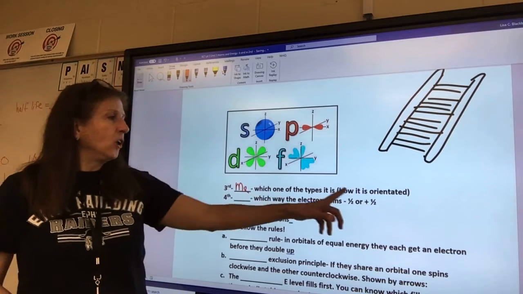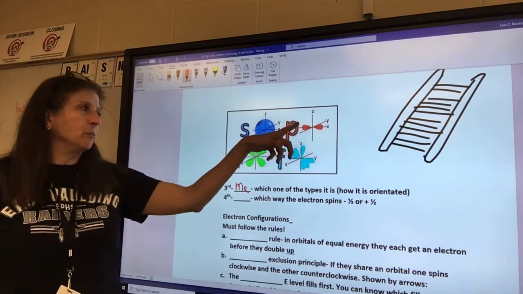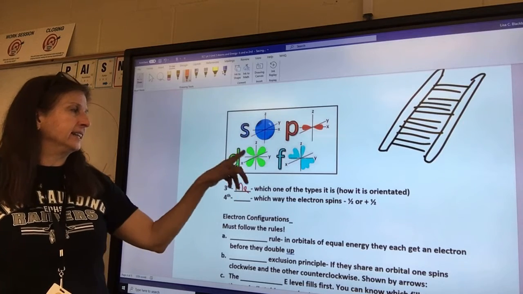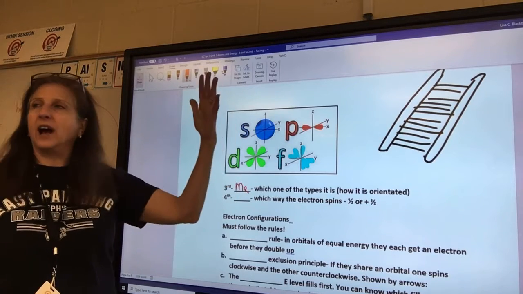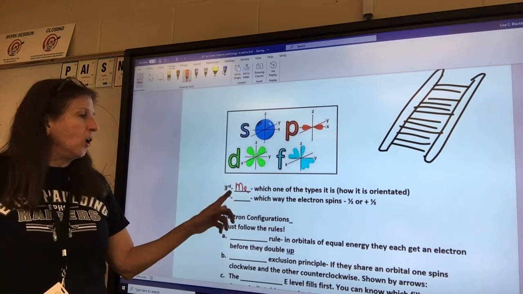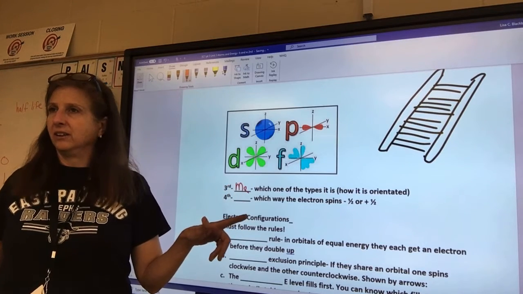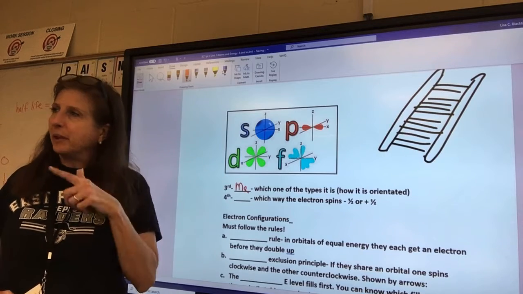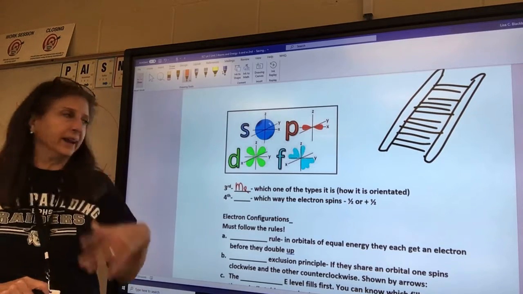Now, the third quantum number is signified by M, lowercase m sub L. And it tells which type it is. Is it P on the X, Y, or Z? Is it D on the axes or between them? And that's the third quantum number, or M sub L. This will make more sense when we play a game with it, so don't panic.